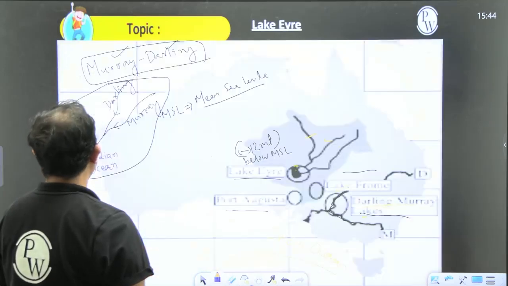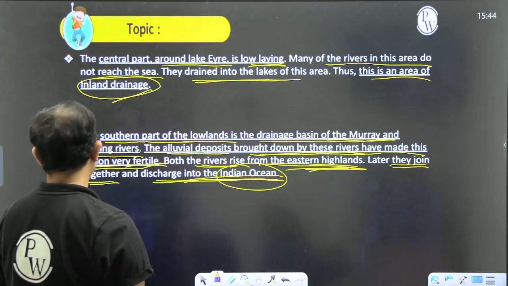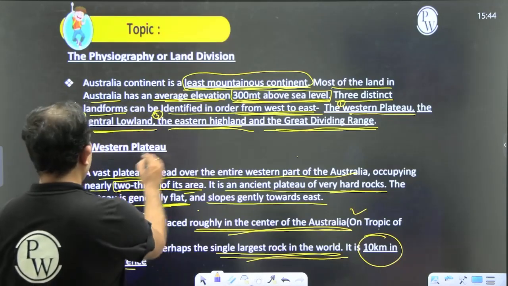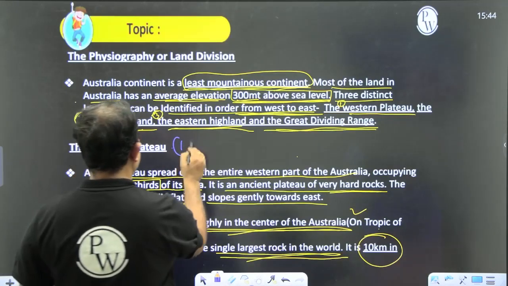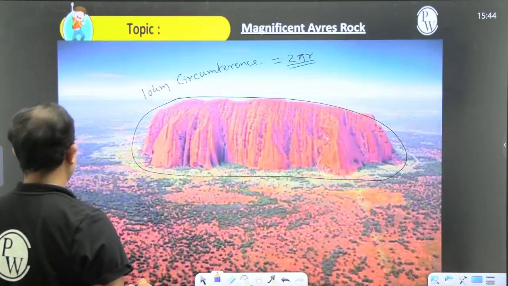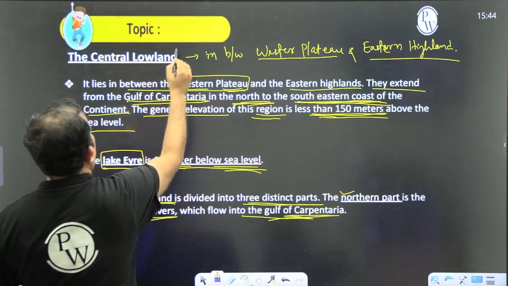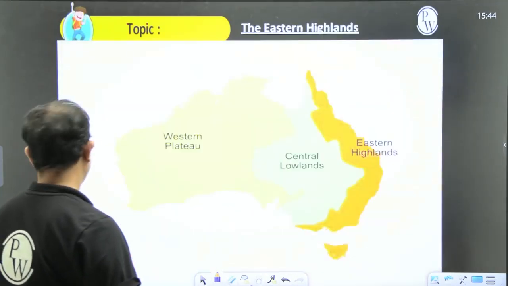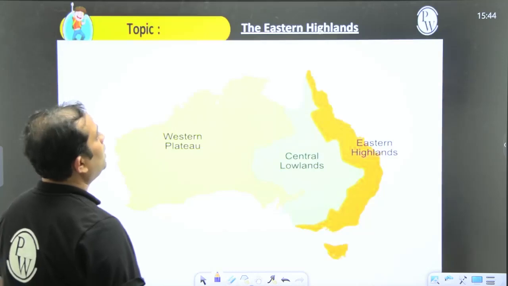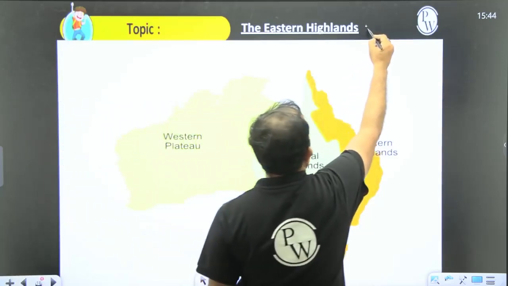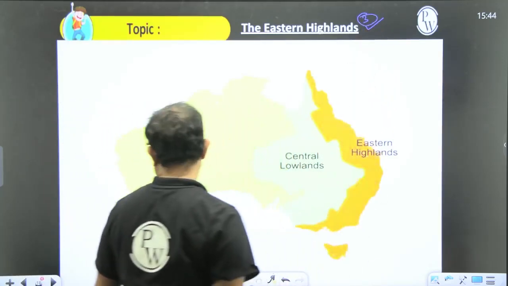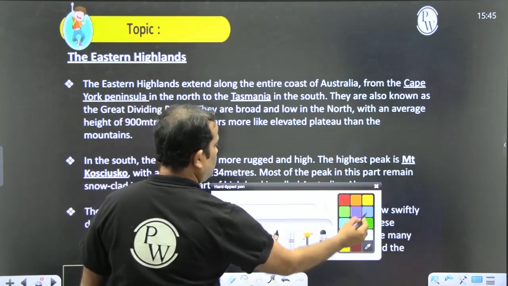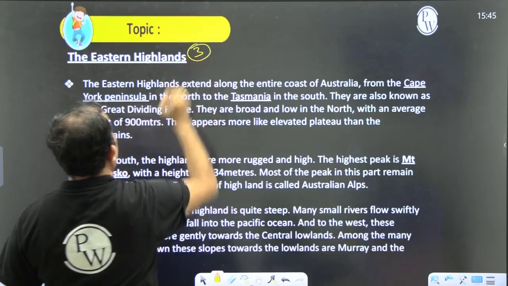Next, we have covered the physiography. First we covered the western plateau, then second, the central lowland. Now we will study the third one, the eastern highland.